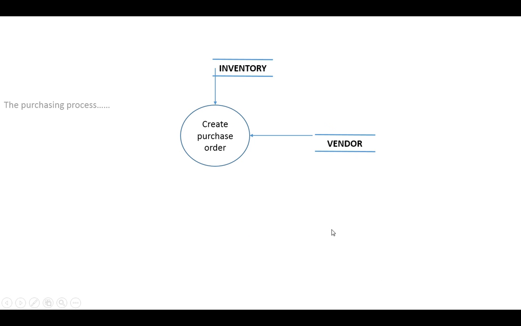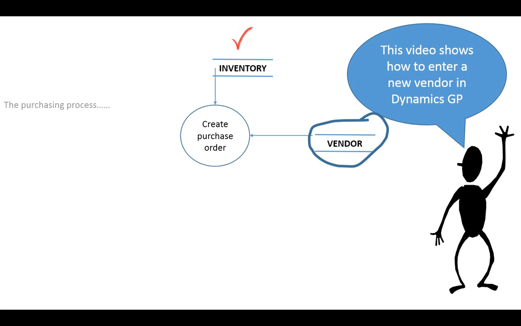The purchasing process generally begins with the creation of a purchase order, which requires data from the inventory table and also from the vendor table. We've added a new inventory item using our GPID. So the next thing we want to do is add a new vendor using our GPID. So this video illustrates how to enter a new vendor in Dynamics GP.